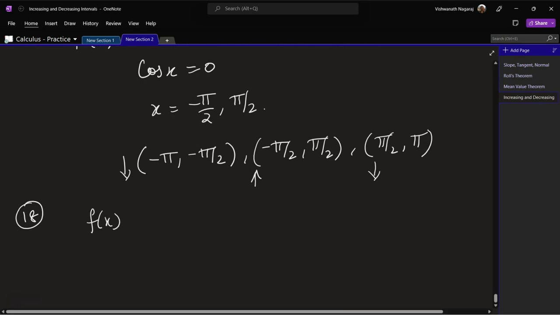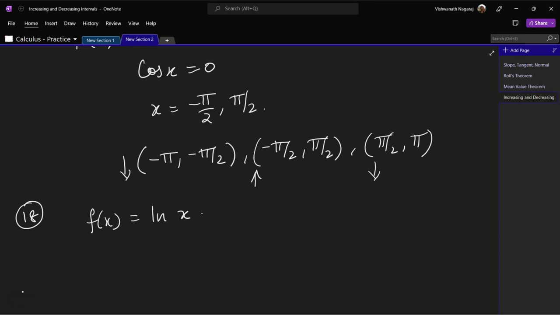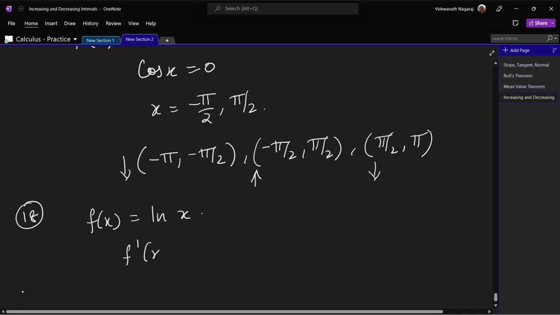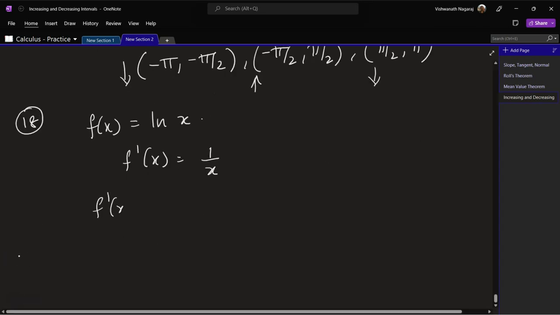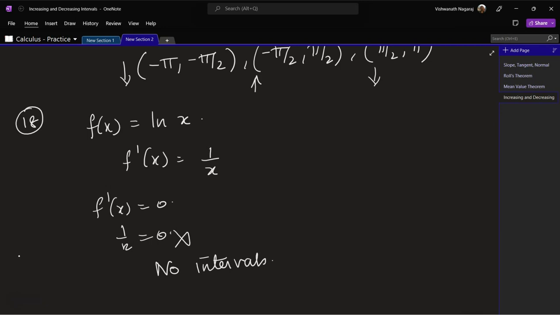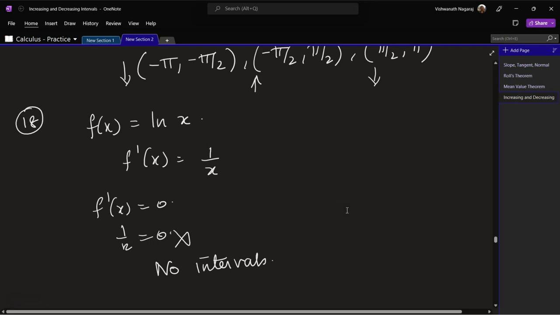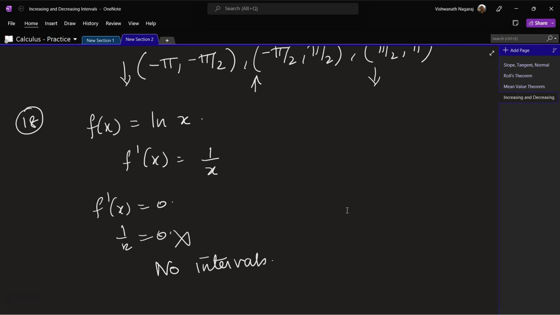18th one. F of x is equal to natural log of x. Now here, how do we figure this out? F prime of x is equal to 1 by x, we know. If we equate it to 0, we encounter a problem. So which means there are no intervals, right? Which means that either it is ascending or it is descending throughout. So let's just figure out what the slope is, whether it is ascending or descending throughout.